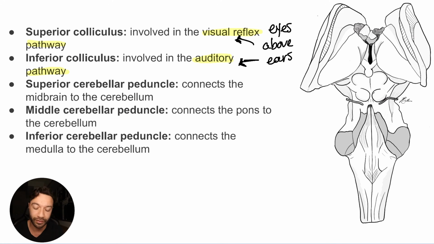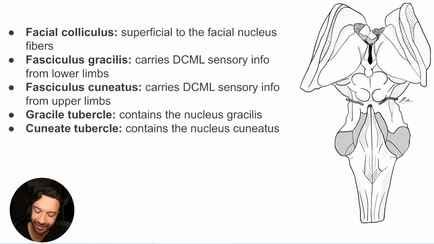And then like we covered, the superior cerebellar peduncle, well, this connects the midbrain to the cerebellum. That middle cerebellar peduncle connects the pons to the cerebellum, and that inferior cerebellar peduncle connects the medulla to the cerebellum. Our facial colliculus, well, that's going to be superficial to those facial nucleus fibers. Our fasciculus gracilis, that's the DCML, dorsal column medial lemniscal sensory pathway, except it's for the lower limbs.